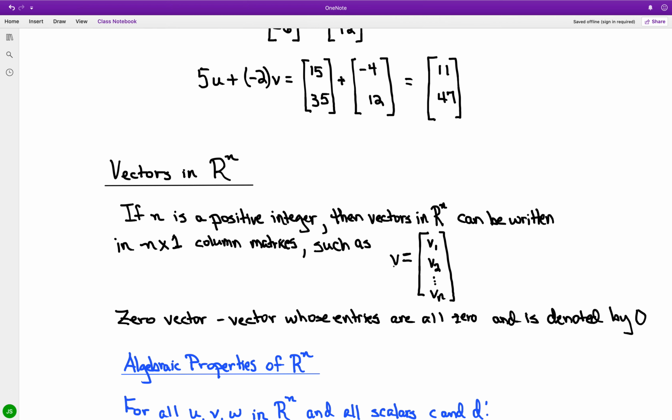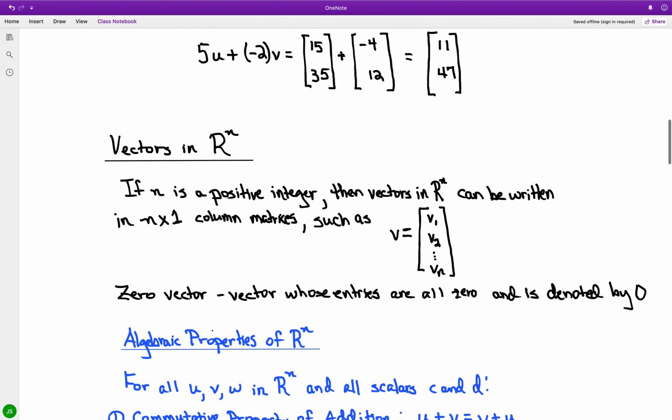Now, for what we have in the case of vectors in Rn, if n is a positive integer, then vectors in Rn can be written as n by 1 column matrices, such as where v is equal to v1, v2, v3, v4, v5, and you have ellipses, where the last element would be at vn. And if you have it such that all the entries are 0, you will have what will be regarded as a zero vector. And so again, a zero vector is a vector whose entries are all 0 and will be denoted by 0.